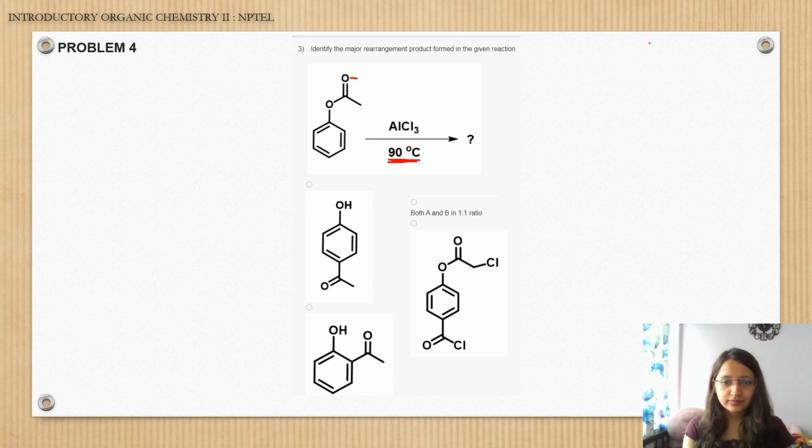Any other suggestions? For someone saying both are dominant.